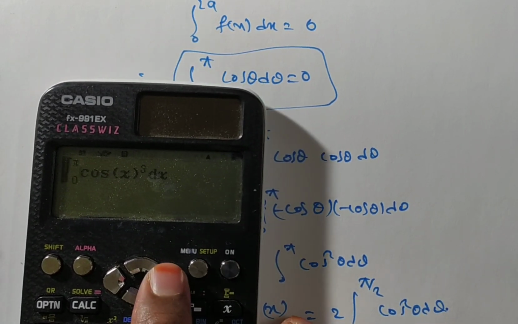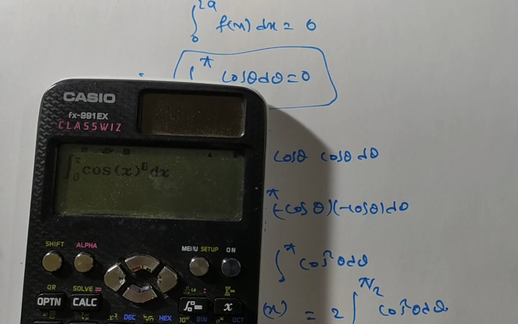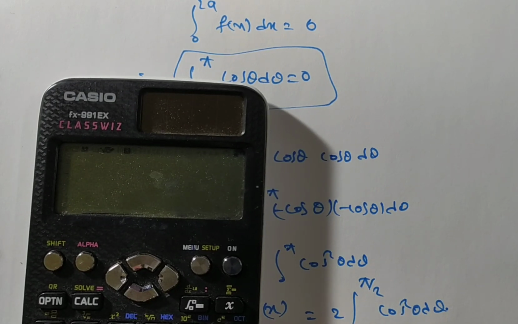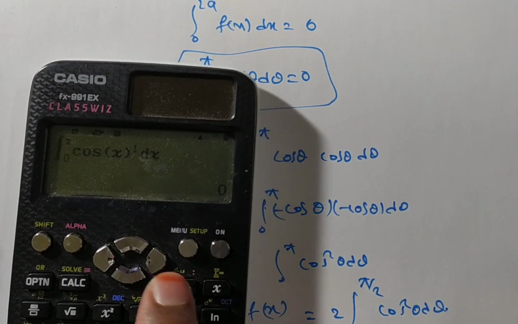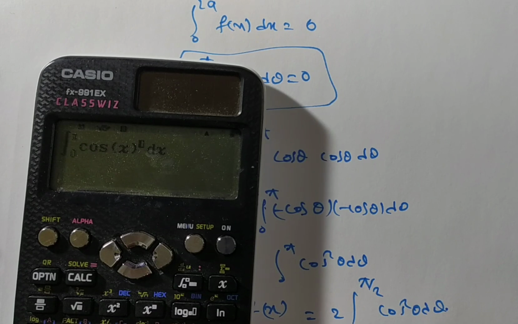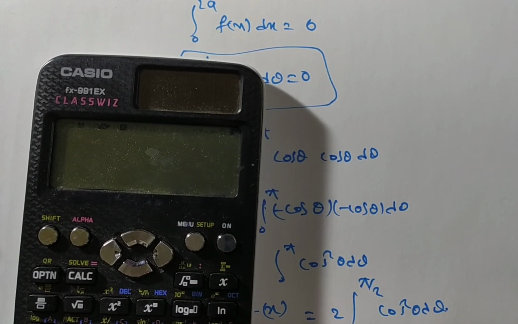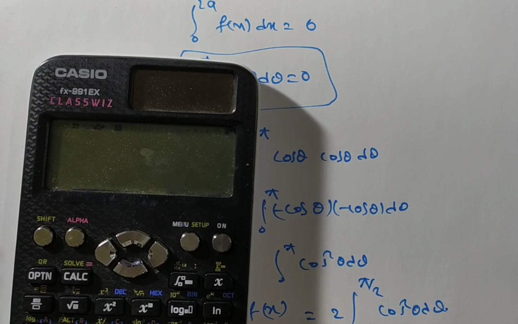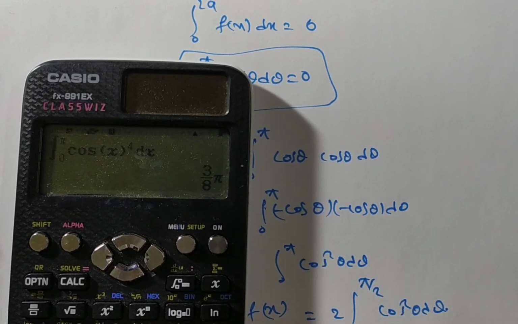Next, only cos theta, what are you getting? Here the power is 1, okay, power 1 I am writing. So this value is also again 0. Okay, just now we got that one. Next we will check for 4. Now power 4 is equal to 3 pi by 8. Okay, now we will do that one.